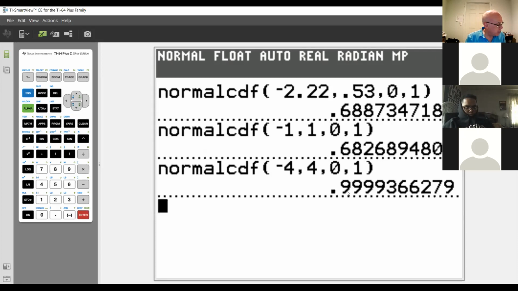All right, now let's look at 7.75, same section, exercise 7.75.